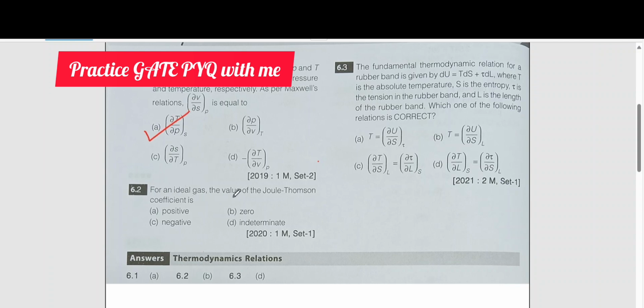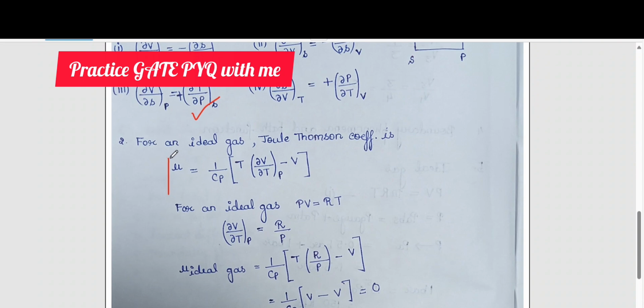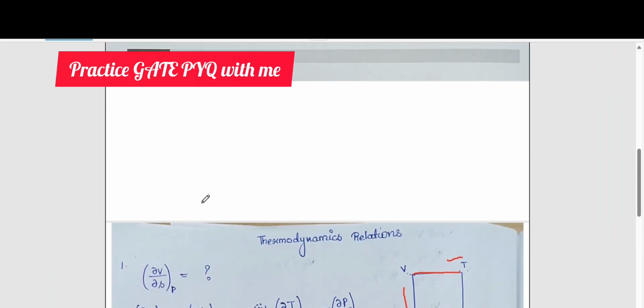So, for an ideal gas, the value of the Joule-Thomson coefficient. The formula for the Joule-Thomson coefficient mu is equal to 1 by Cp times T del V by del T at constant pressure minus V. You know that for an ideal gas, Pv is equal to RT. So del V by del T at constant pressure is equal to R by P. On substituting this, the result comes out to be 0. So for an ideal gas, the Joule-Thomson coefficient is 0.